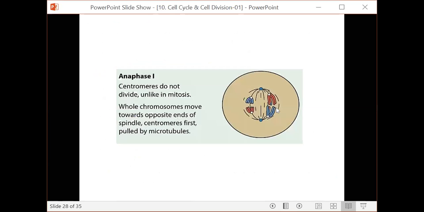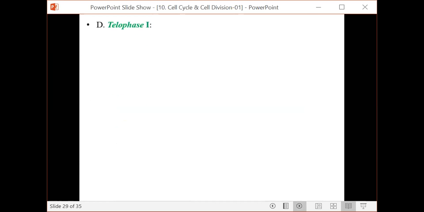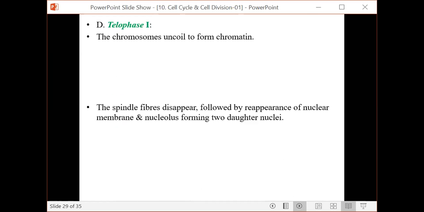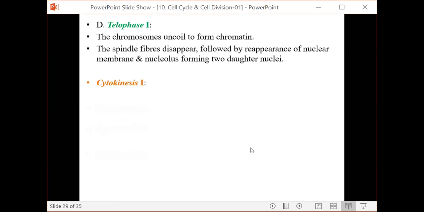Next comes, so you see this, they are separating, they did not divide unlike in mitosis. Chromosomes move towards the spindle fibers, towards the centriole. Then your telophase one. They uncoil to form chromatin. So they are forming chromatin, the spindle fiber disappears, followed by reappearance of the nuclear membrane.